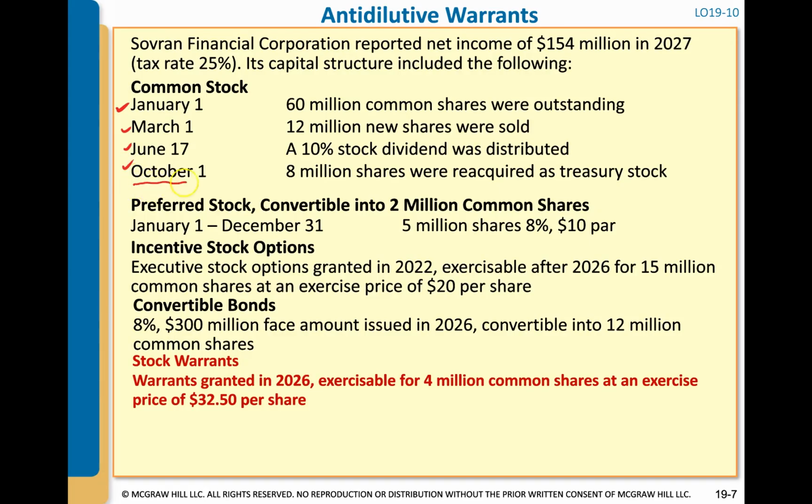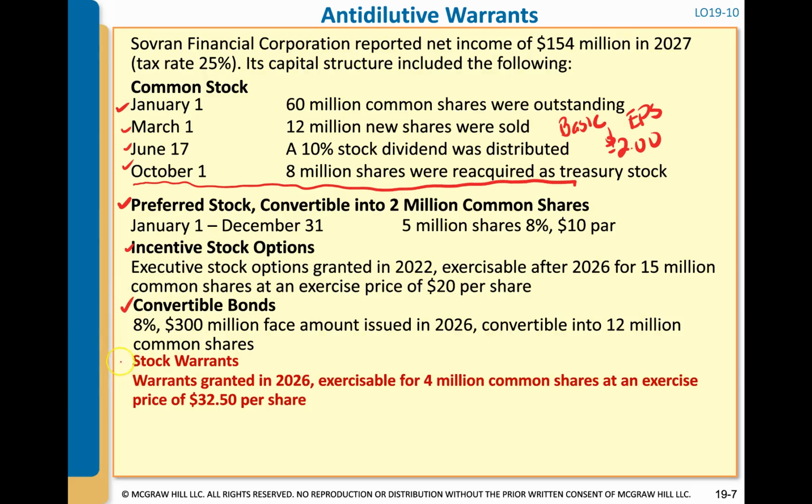Okay, so up to here is what we calculated for earnings per share, our basic earnings per share. And I'm just going to tell you that our basic earnings per share is $2. Now, then we had all these other convertible or dilutive securities that affected our diluted earnings per share.